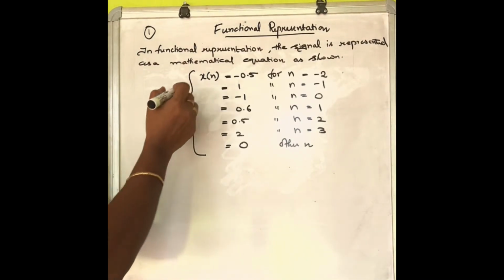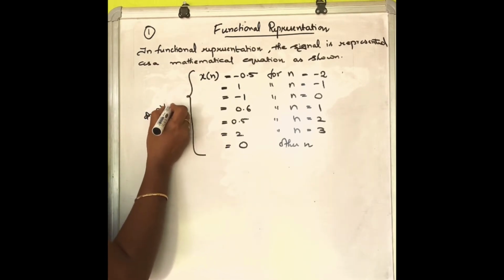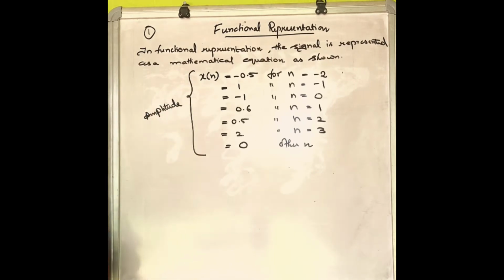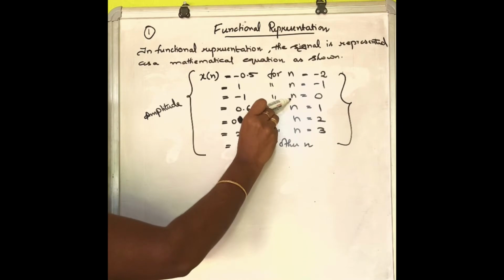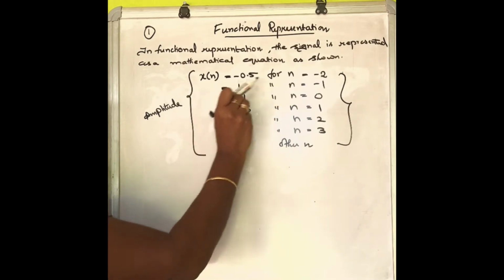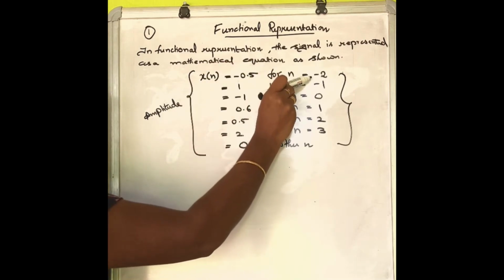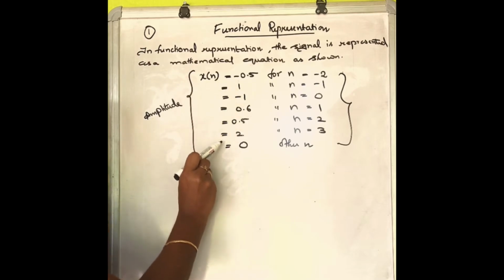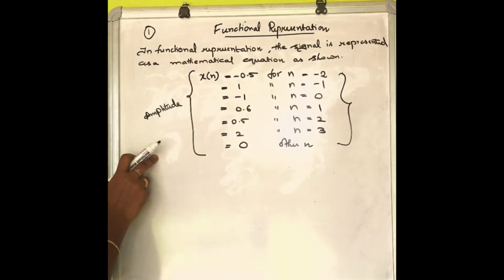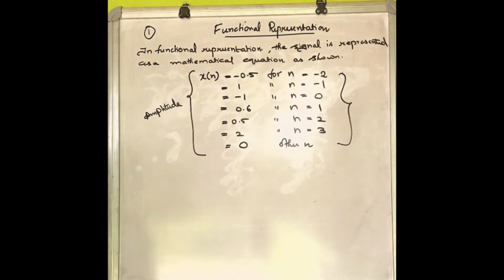So here we have a set of x of n. Now this is nothing but the amplitude of a signal for n instance. So at n equal to 0, your amplitude is -1. At n equal to -1, your amplitude is 1. At n equal to -2, your amplitude is -0.5. So this is how it is written. We have done this for most of the problems. This is called functional representation.